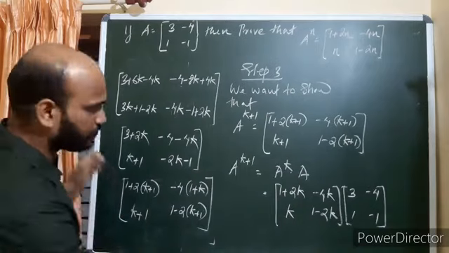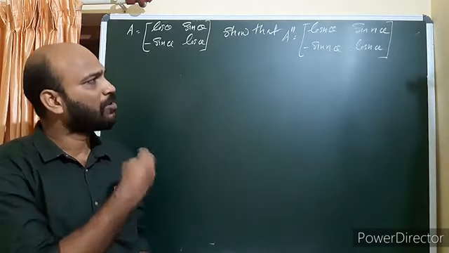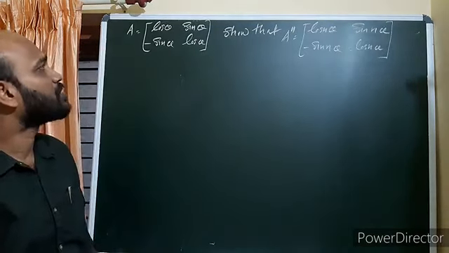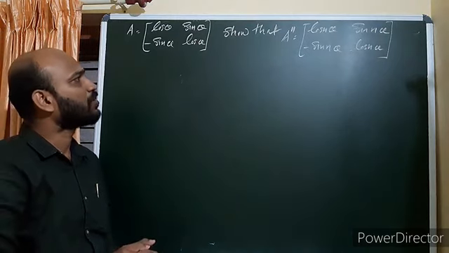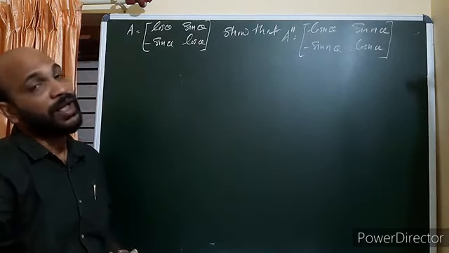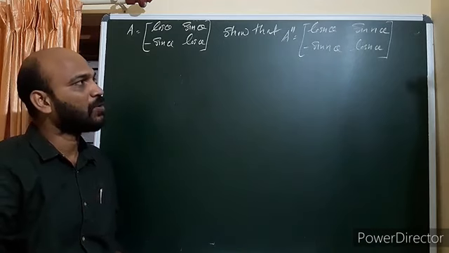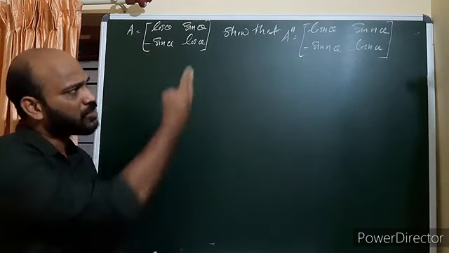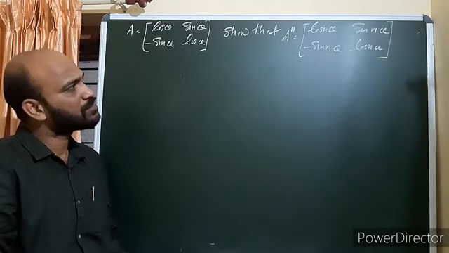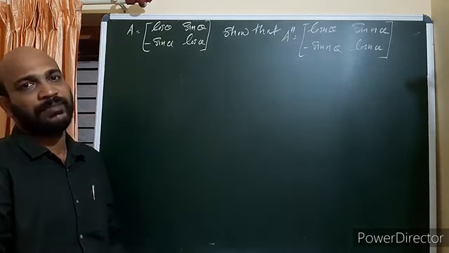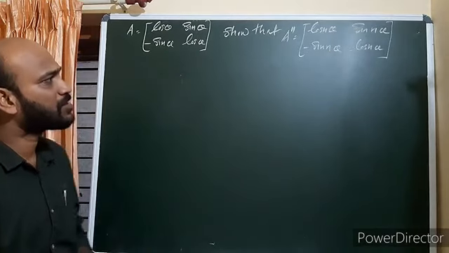Okay. Consider another question. It's an important question. A equal to the matrix cos theta, sin theta, minus sin theta, cos theta. Then show that A raised to n equal to the matrix cos n theta, sin n theta, minus sin n theta, cos n theta. This is also an expression involving natural numbers. We have to use mathematical induction. So what is our step 1?